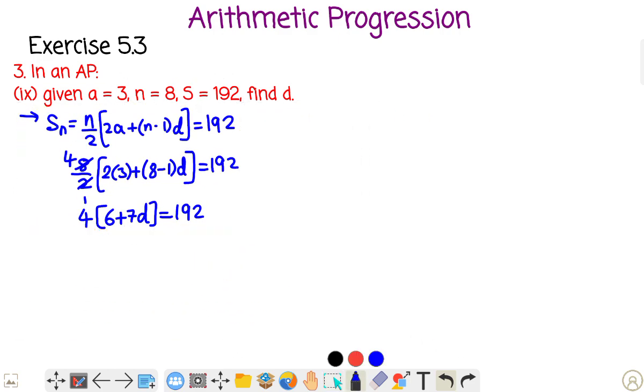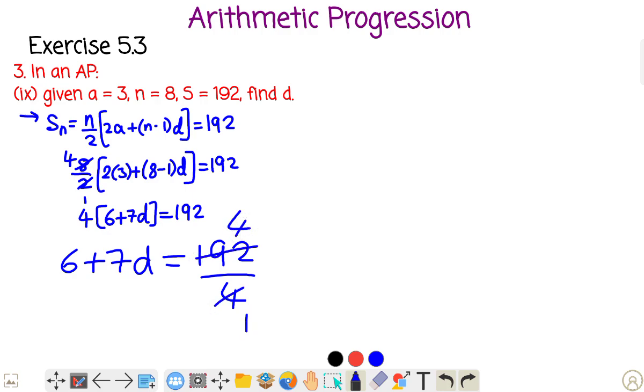Okay, now if I want d value, I'll shift 4 first. 6 plus 7d is equal to 192 by 4. So 4 ones are 4, 4 fours are 16, 3 remains, 4 eights are 32. Okay, so we will keep this as it is.